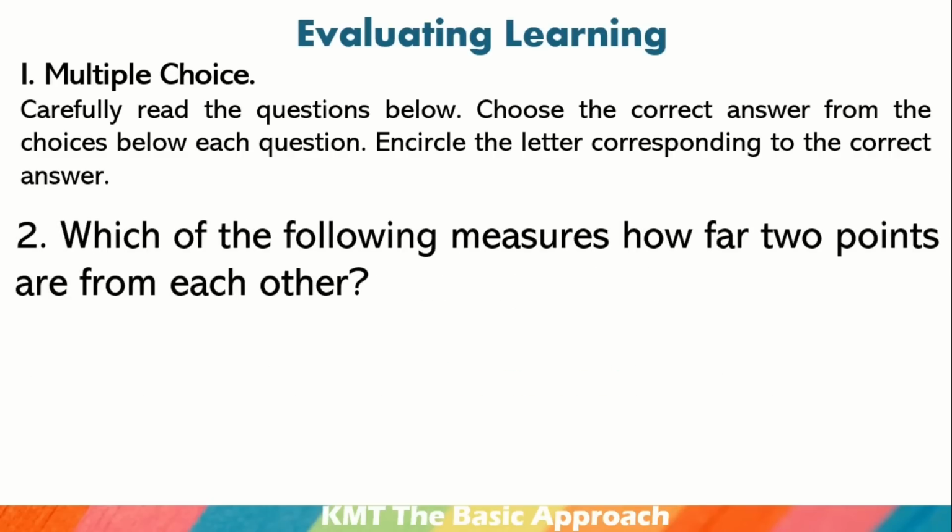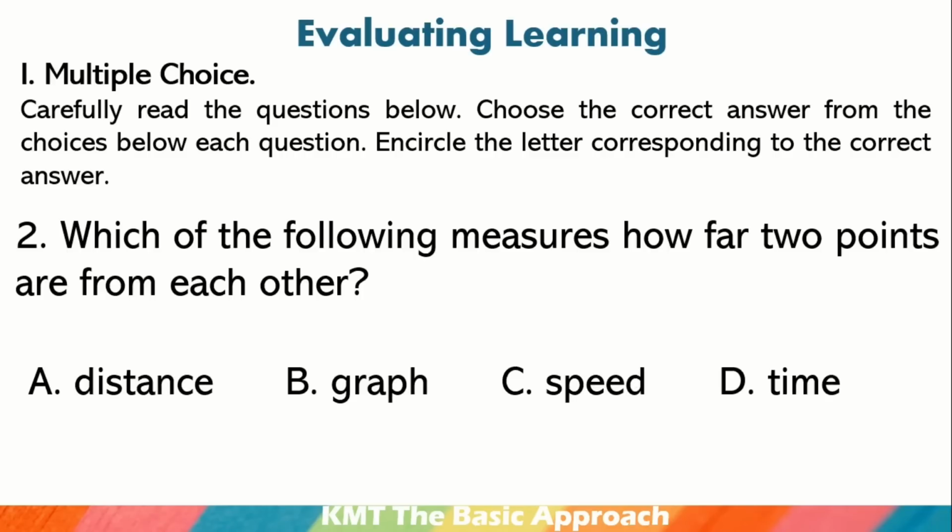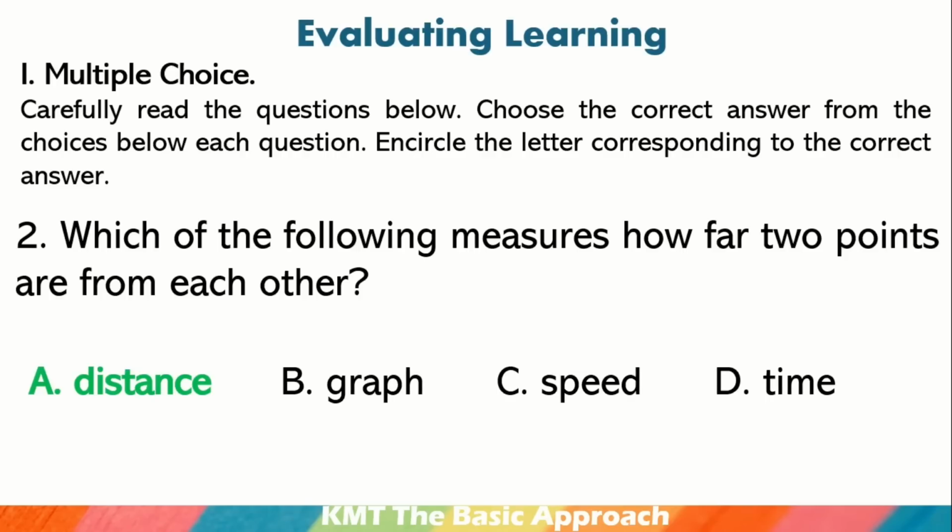Number 2. Which of the following measures how far 2 points are from each other? Letter A, distance. Letter B, graph. Letter C, speed. Or letter D, time. What is the correct answer? Very good. The correct answer is letter A, distance.